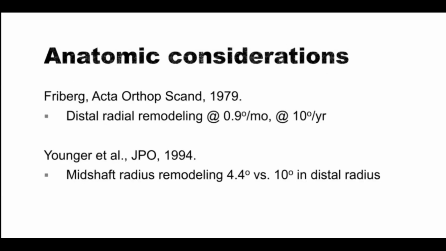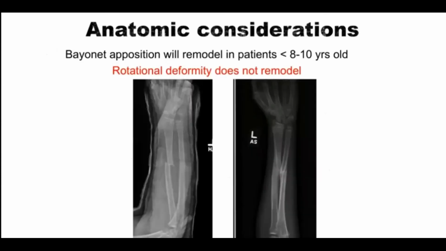Okay. So I think we've already talked a little bit about how much remodeling can be expected. So also how much shortening is allowed is another consideration. So bayonet apposition, meaning the bones don't actually touch but are overlapping, we consider that acceptable if the patient is less than 10 years old. And again, rotational deformity doesn't remodel with growth.